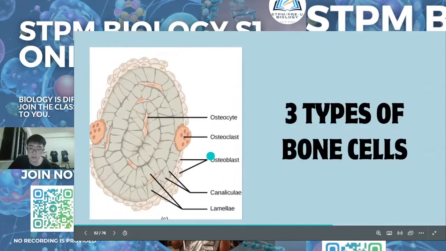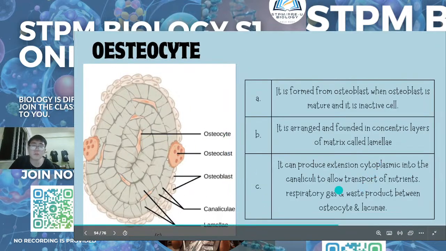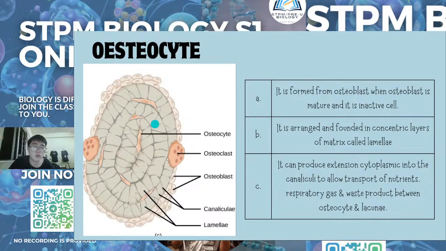So this is the main function. This is also very important because it involves the transport of nutrients. You need to know all of these are cells. It also needs to have a metabolism process. You also need the nutrients. You also have the waste product. You also can undergo aerobic respiration. All of them. So this osteocyte plays a main important role in the metabolism process.